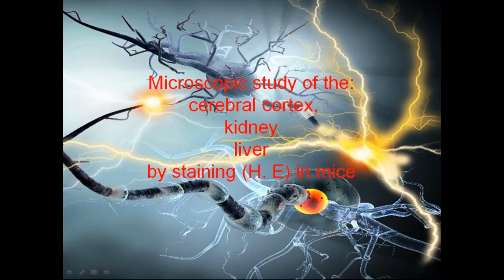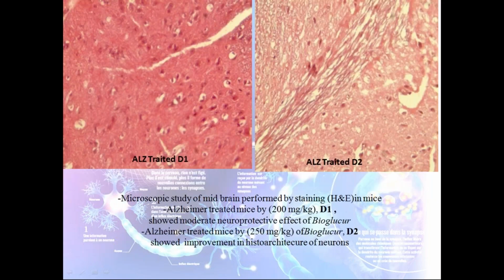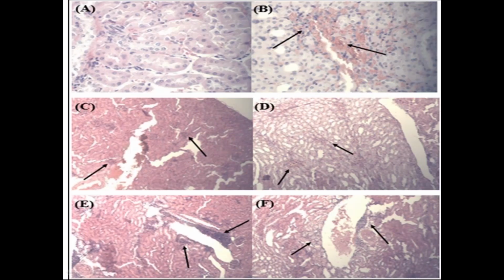About histological parameters, we studied the cerebral cortex, kidney and liver. For example, about the brain, this is the difference between control and Alzheimer disease. We have a very big difference between these pictures, Alzheimer and control. This is the treatment. Treatment by the first dose is 200 milligrams per kg, and the second is 250 milligrams per kg. This is about kidney. Sorry, it's about liver.